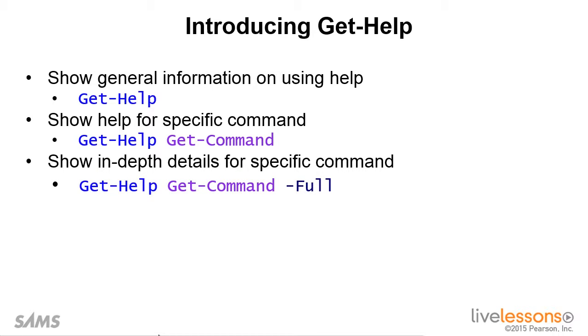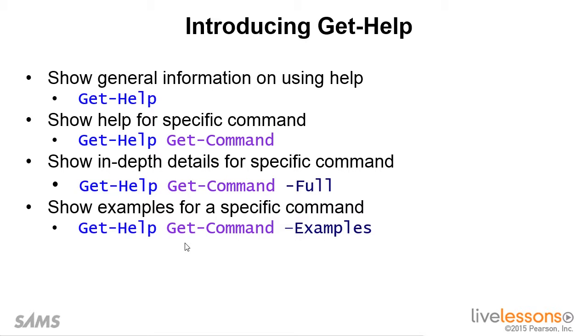You can also show in-depth details for a specific command by adding the -full parameter to the end. And finally, my favorite parameter for git-help is by using the examples parameter. What this is going to do is show you real-world examples on how to use the different commands that you specify. This is great for initially learning Windows PowerShell if you really are not sure the best way to use a certain command.